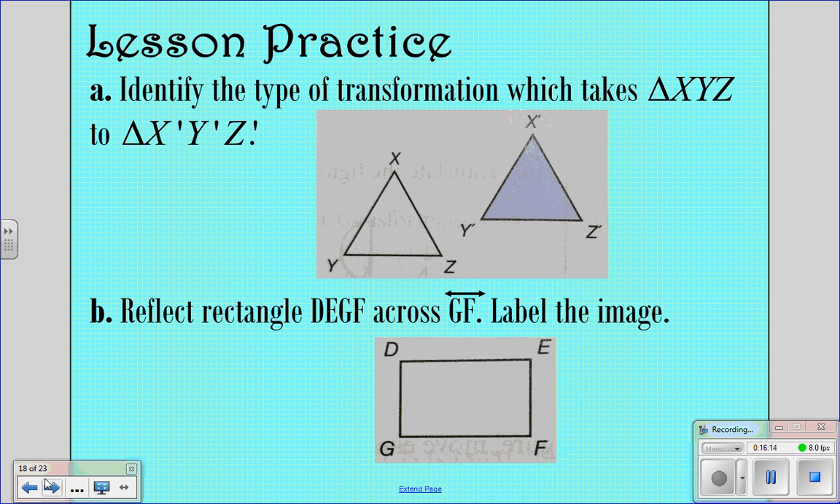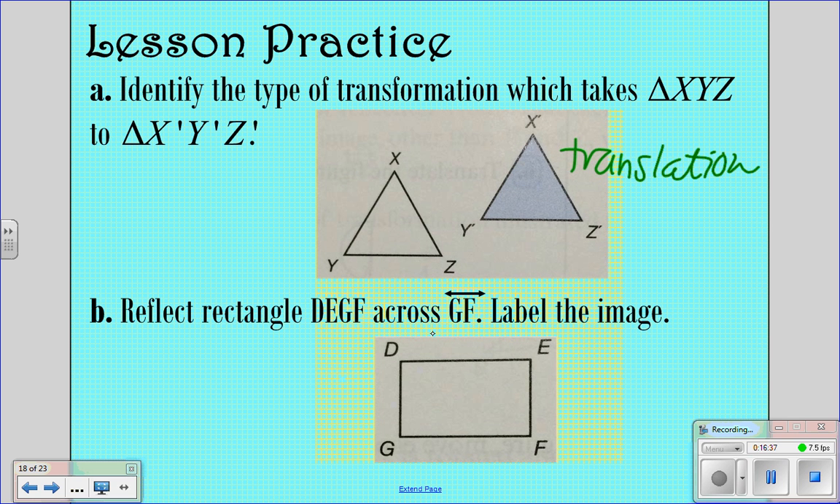So let's look at the lesson practice. I want you to try and answer these. So pause the video, and then once everybody has tried them, you can unpause it and check your answers. This first one, it's just a slide. It got slid over to the right. So this is called a translation.